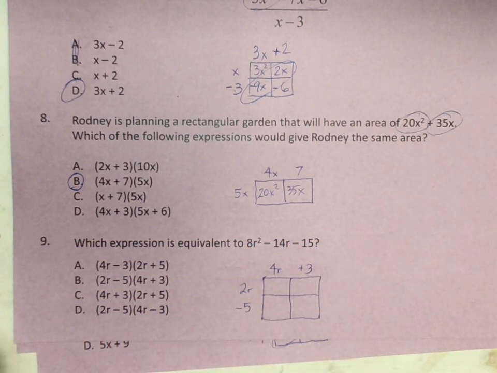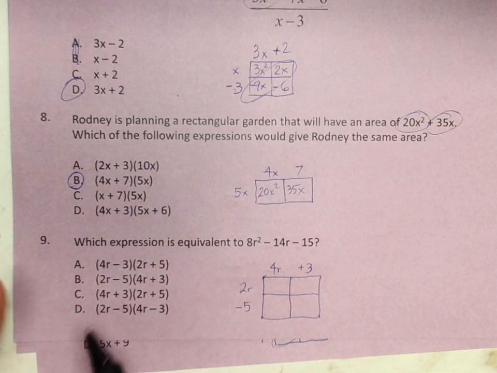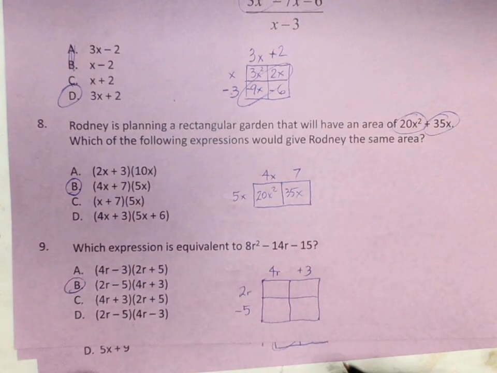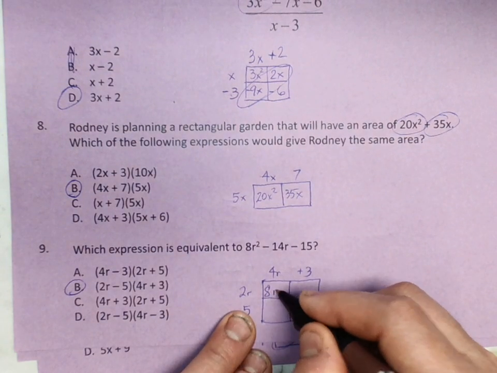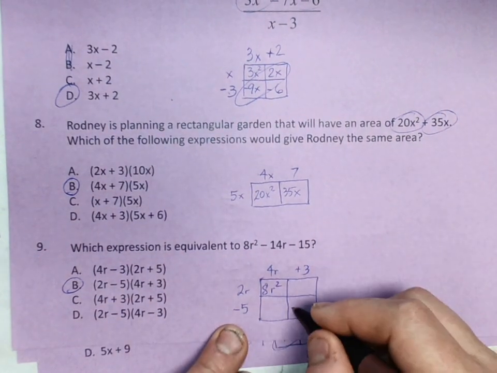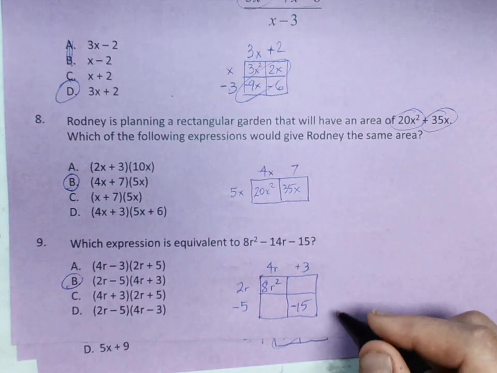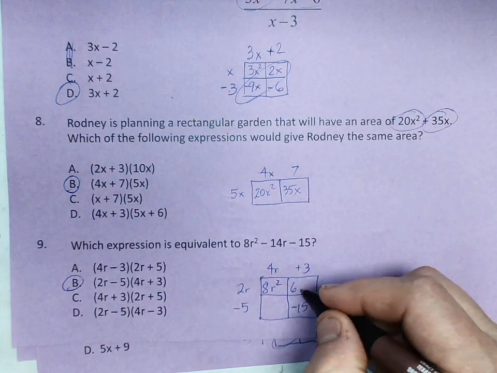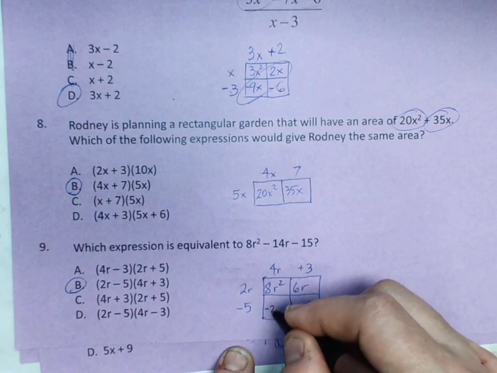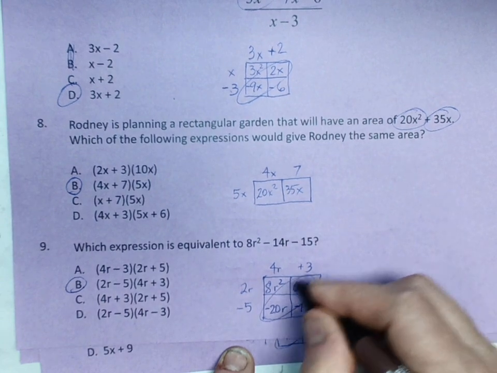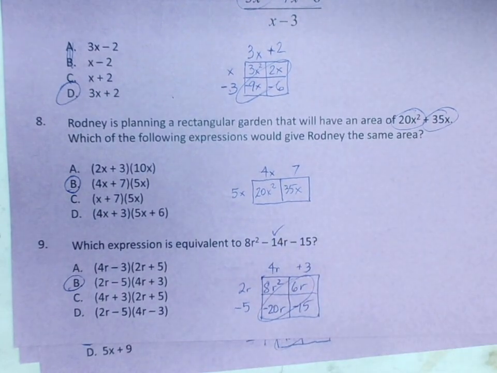And then number 9, once again, just go through here and see which one of these multiply to give you your answer. It is going to be B. There's my 8r squared. There's my -15 at the end. And let's see, I get a 6r and a -20r combined is -14r, excuse me.